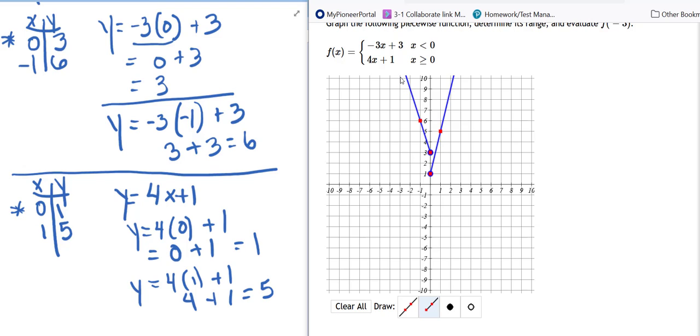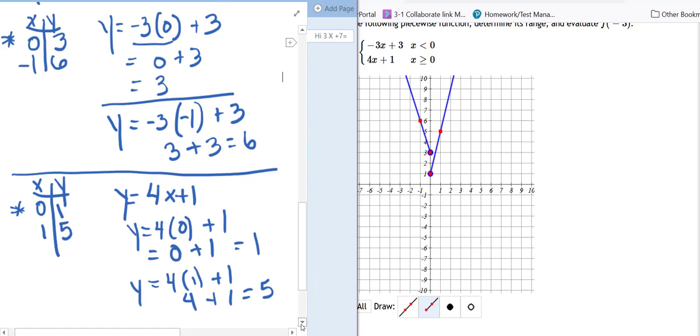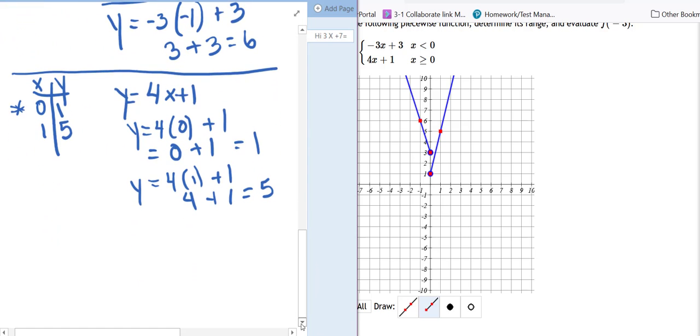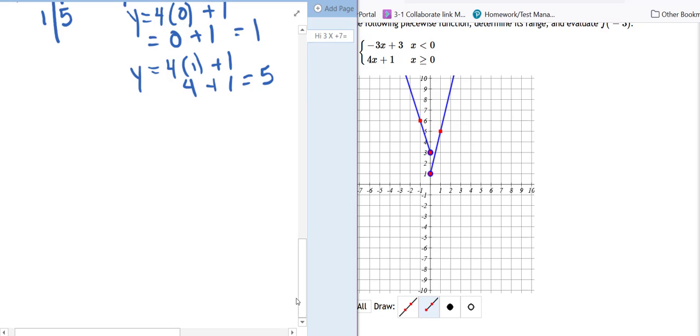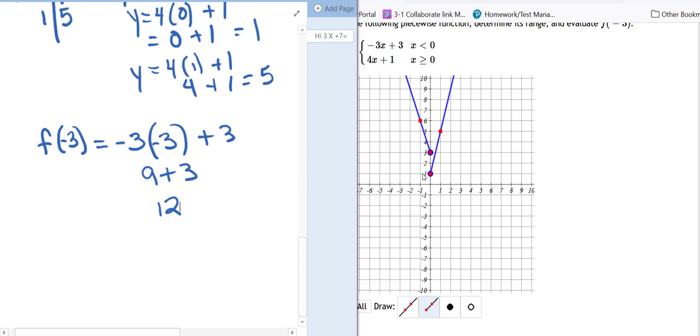I don't have a tool to blow it up, so what we should do is do it algebraically so we can get an answer. Make sure you're using the right rule. -3 is less than 0, so we need to use the top rule. So we're finding f of -3, and we're going to use this rule because it's less than 0. -3 times -3 plus 3. This gives us 9 plus 3, which is 12. So it's just on up a bit.